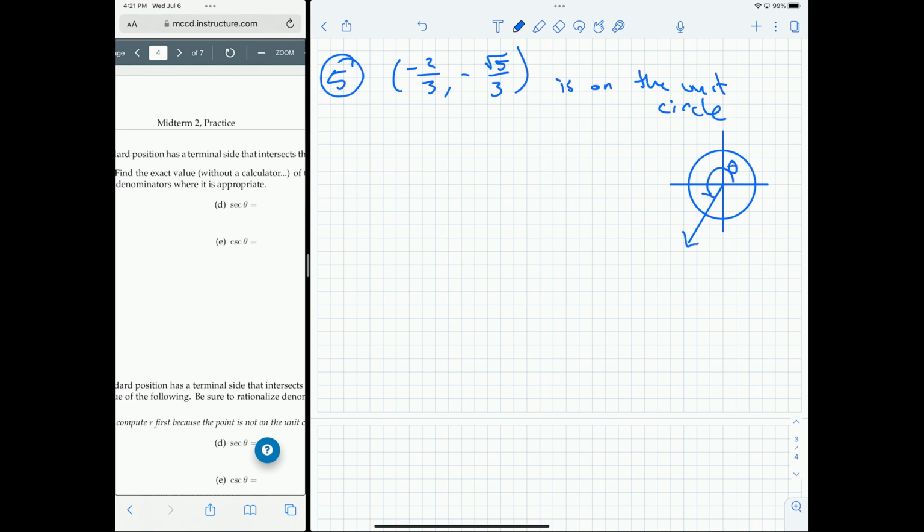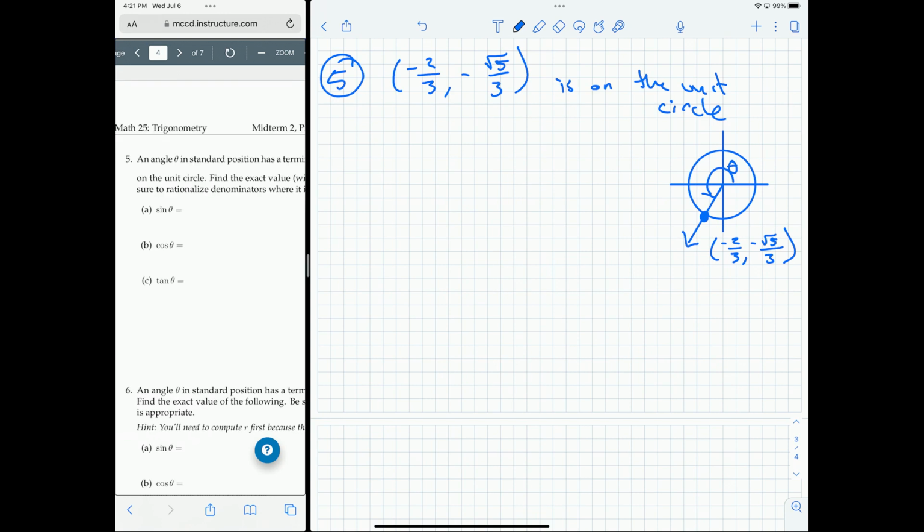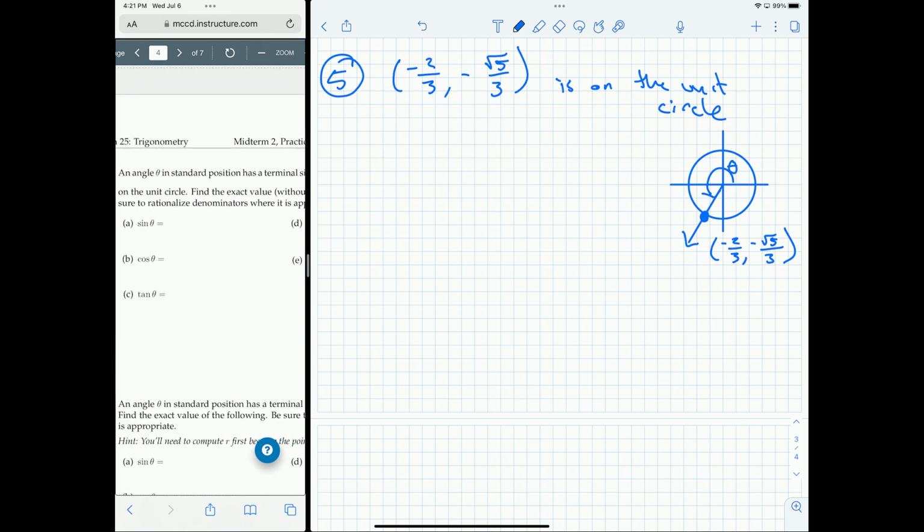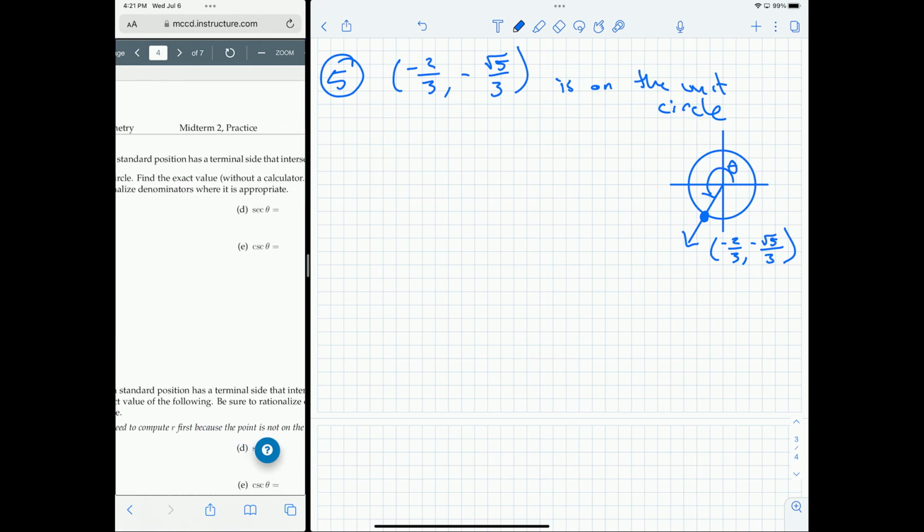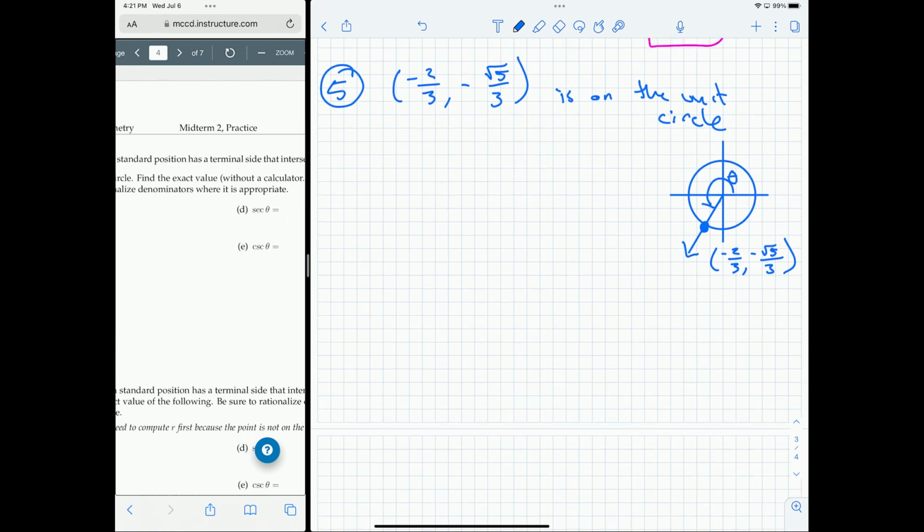That's my theta. They didn't tell you theta though, so I don't know exactly what it is. But what I do know is that right here, this point is negative 2/3, negative root 5 over 3. So that's the picture for this. And then to actually do these calculations, we have sine, cosine, tangent, secant, cosecant. I skipped cotangent, it looks like. That's to have 5 things instead of 6. Just makes it easier to grade.